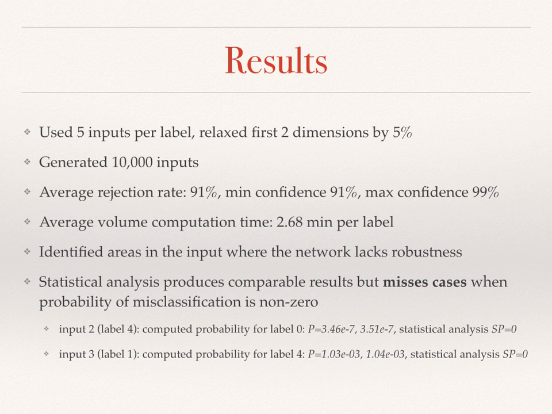But perhaps the most interesting result is that although statistical analysis produces comparable results, and also it's actually much more scalable, it does miss some cases when the probability of misclassification is non-zero. So for instance, for an input that was supposed to have label 4, the computed probability for hitting label 0 was greater than zero, non-zero, while the statistical approach gave a 0 probability. And similarly, for another input that was supposed to be labeled 1, the computed probability for label 4 was non-zero, while again statistical analysis gave 0.